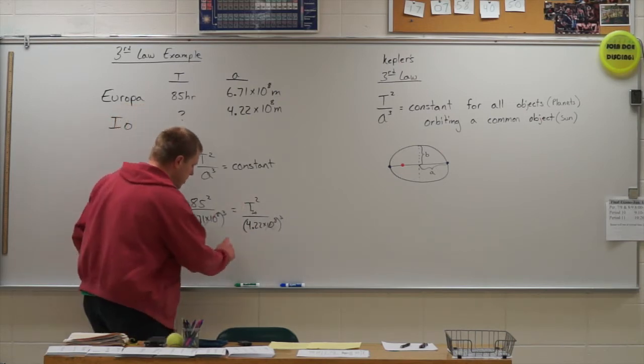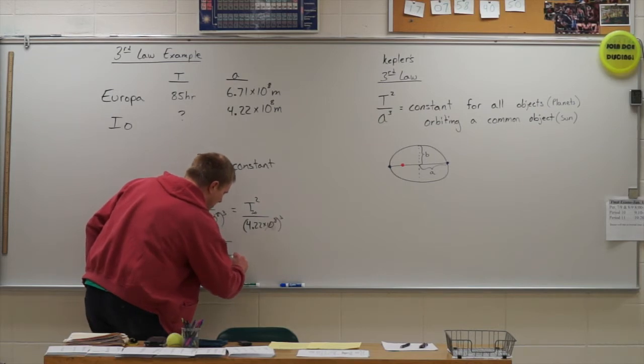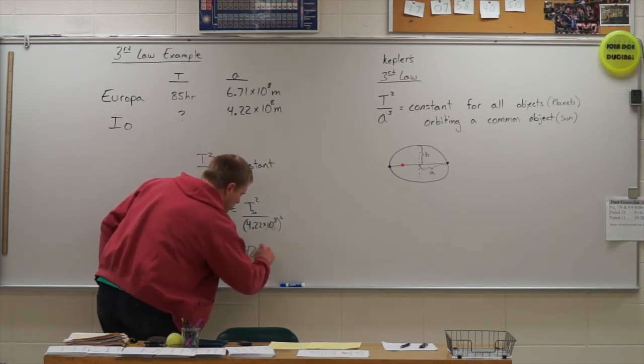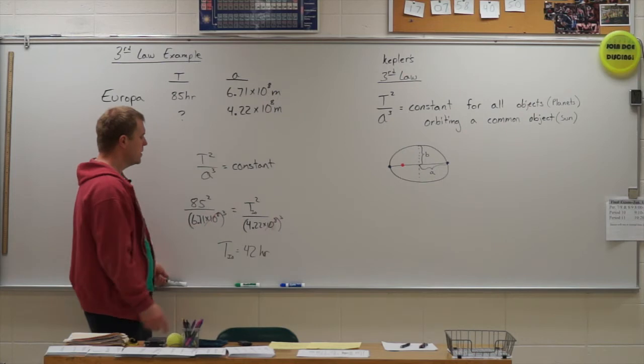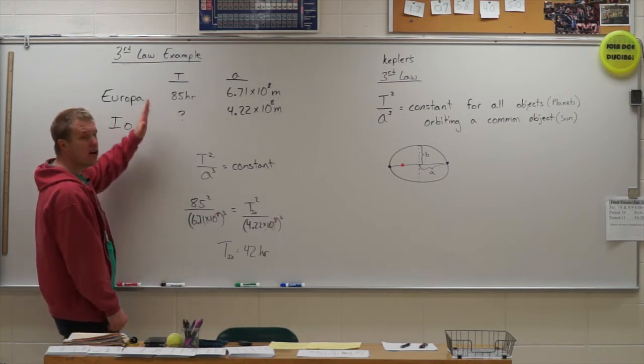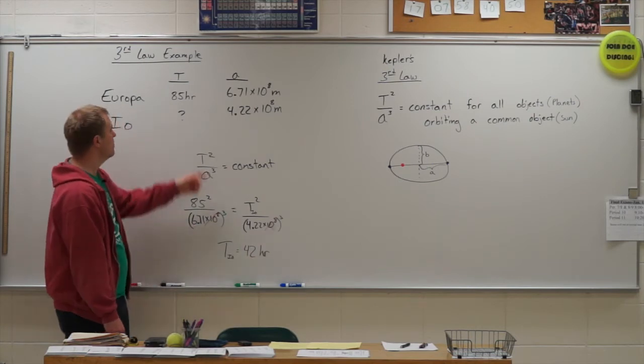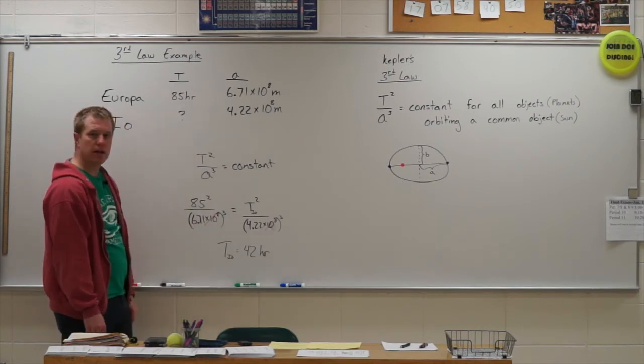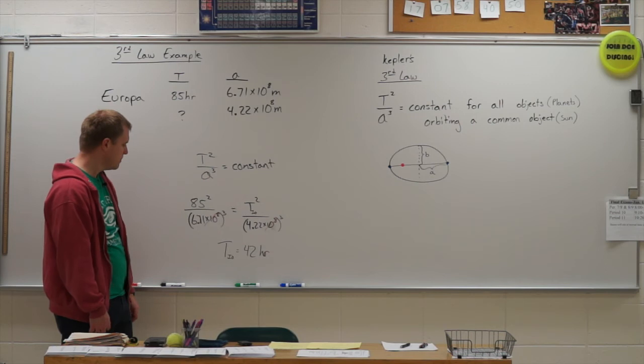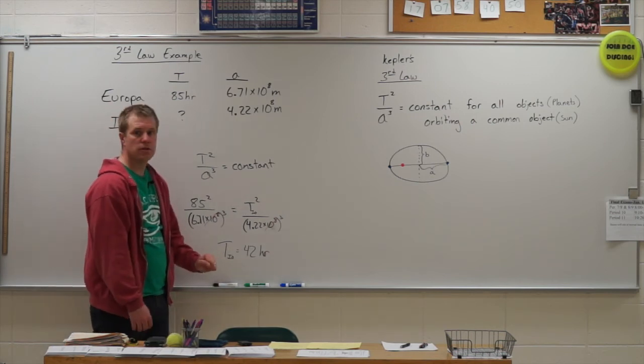When I solve this, I find out that the period of Io is 42 hours. And so you'll find with these inner moons of Jupiter, they're going to have this kind of ratio that pops up for their periods. Okay. All right, there's Kepler's third law.